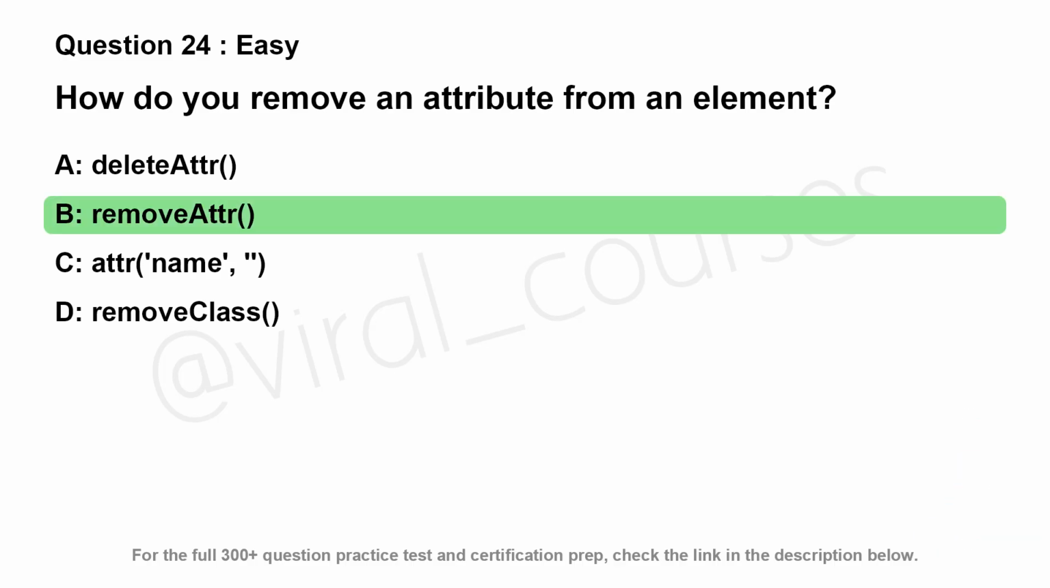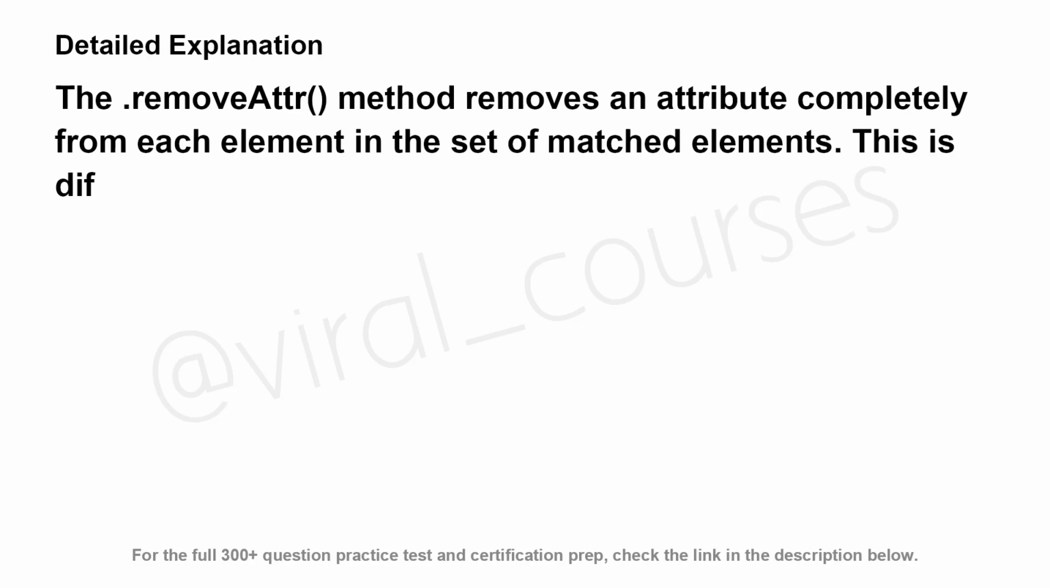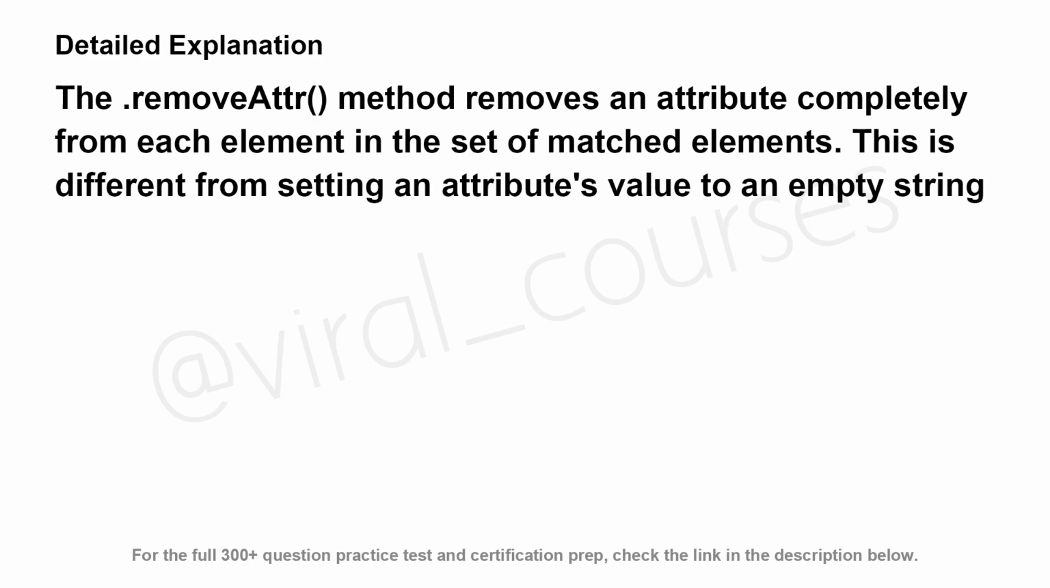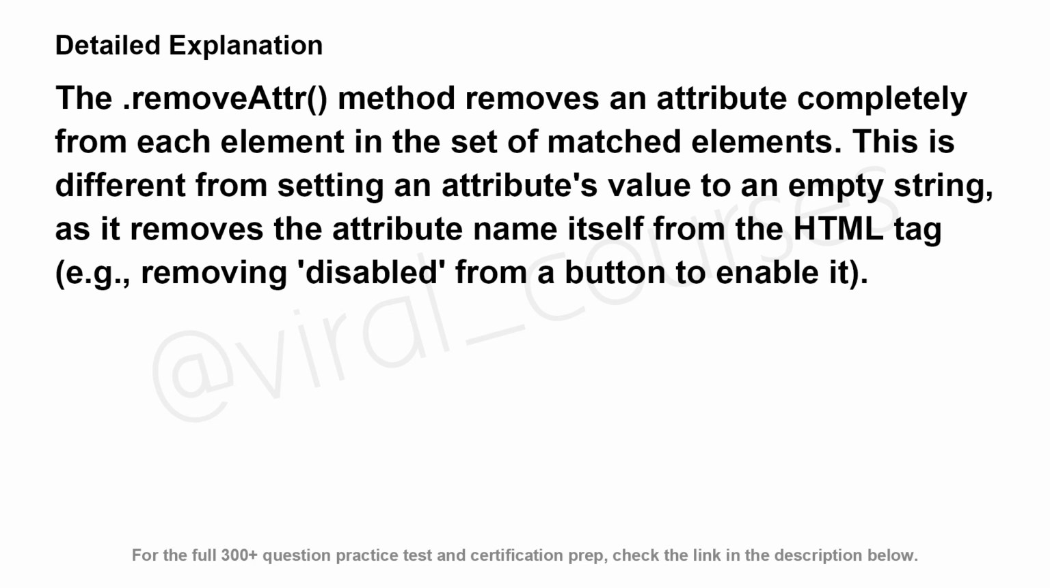The correct answer is B. The remove attr method removes an attribute completely from each element in the set of matched elements. This is different from setting an attribute's value to an empty string, as it removes the attribute name itself from the HTML tag, e.g., removing disabled from a button to enable it.